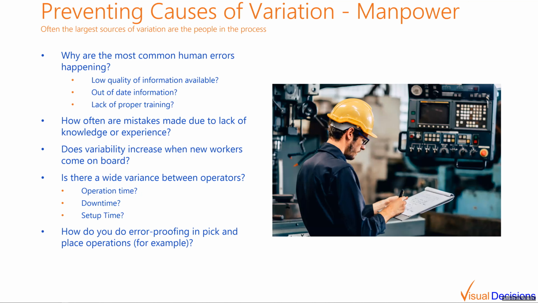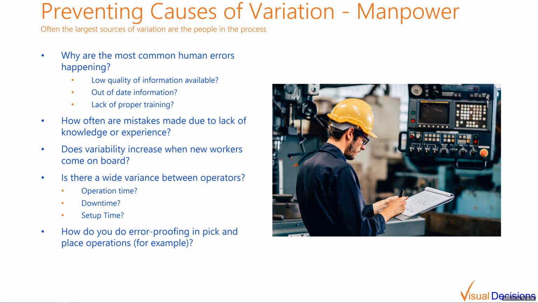From a manpower perspective, some of the primary causes of variation, if we look at why most human errors are occurring, is it that they don't have the right information available, or it's out of date? Do they lack the proper training in how to actually perform the process and so forth? How often are mistakes made due to a lack of knowledge or experience?